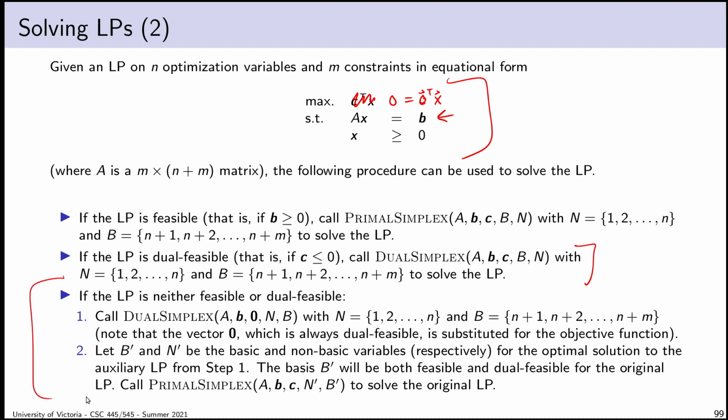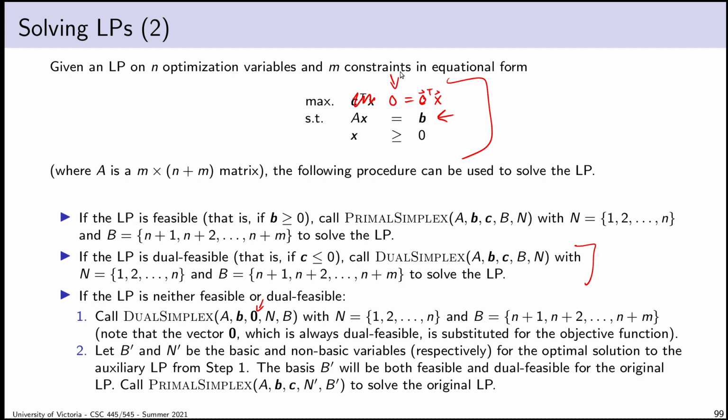If the LP is initially neither primal nor dual feasible, do the following. First, call the dual simplex solver using a fake zero objective vector. And as before, set your non-basic variables to be the optimization variables and your basic variables to be the slack variables. We know that means our initial matrix AB is invertible because it'll be an identity matrix. And we are also guaranteed that this new modified LP with a zero objective function is dual feasible.